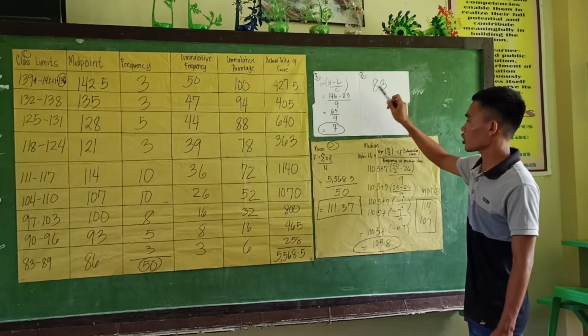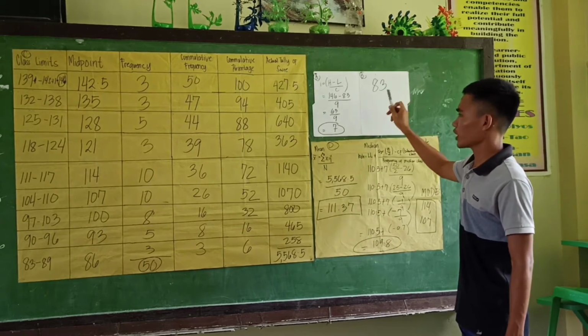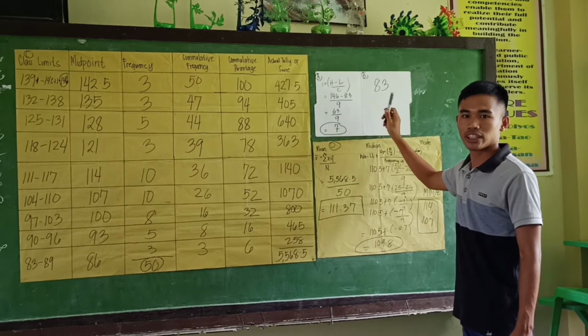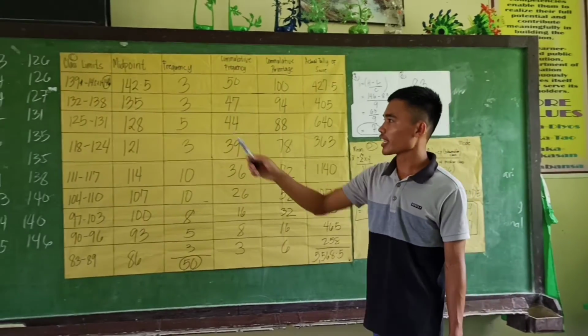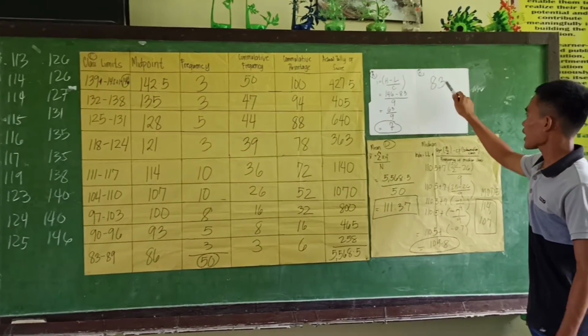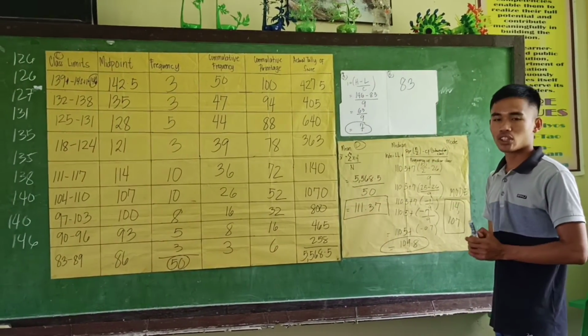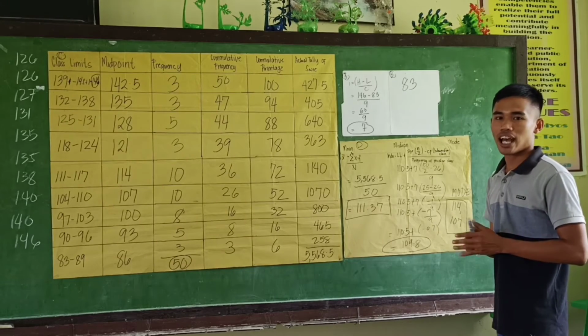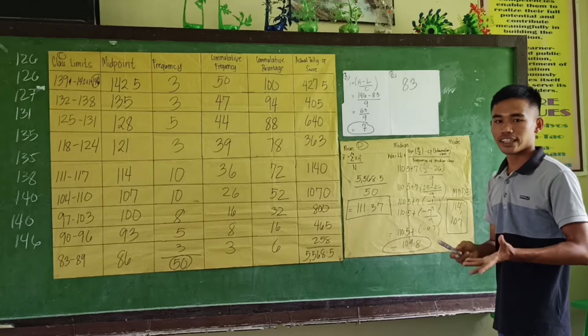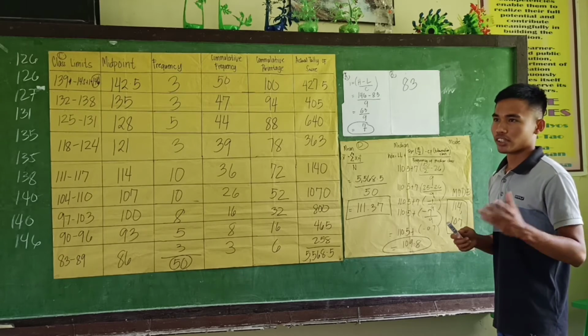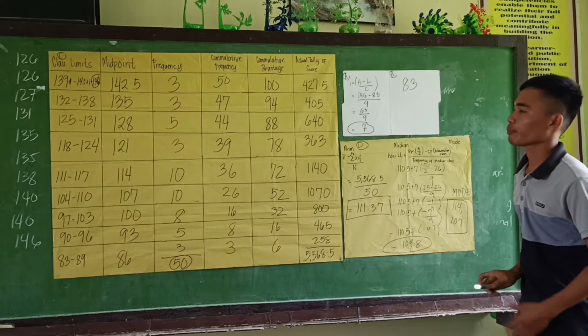Now, on question B, what is the number to start the table? Or what is the first number to start the class interval? Based on the data that have been shown, the first number that you need to start with in order to formulate the data table tabulation is 83.